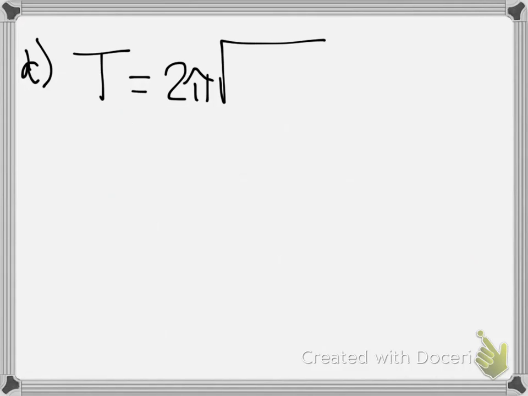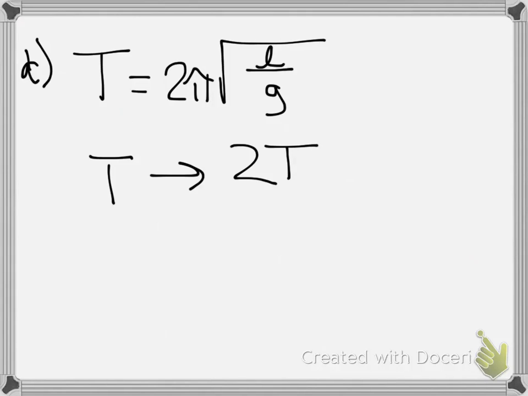All right, so the last one, we have part D. Describe one modification that could be made to double the period of oscillation. So we know our period is 2 pi times the square root of L over g. So how can we get T to turn into 2T? Well, the only two things that we could possibly, in the realm of possibility, change would either be our length or our gravity.